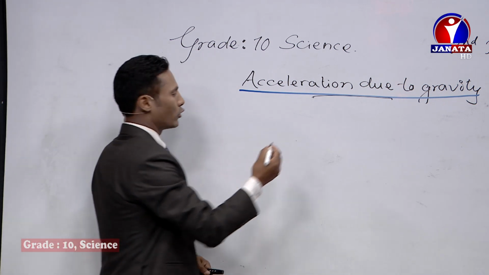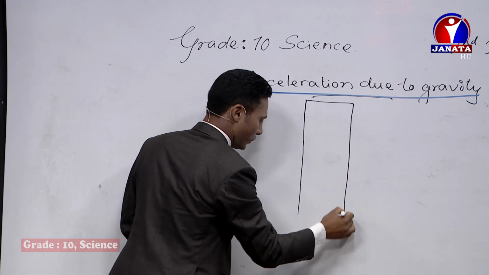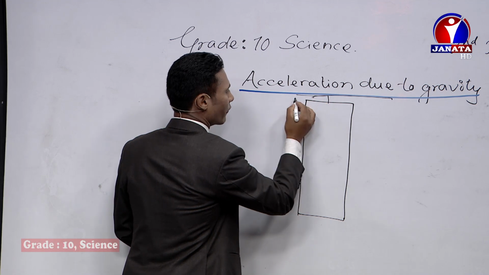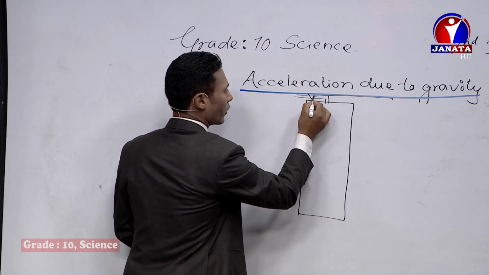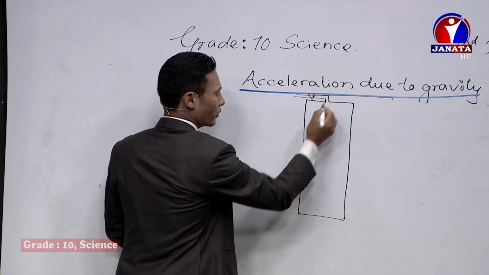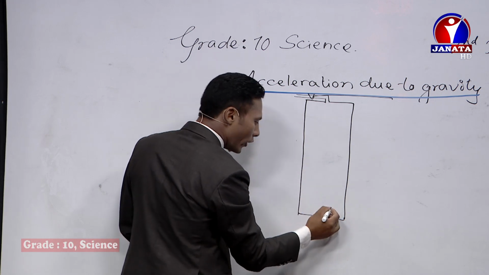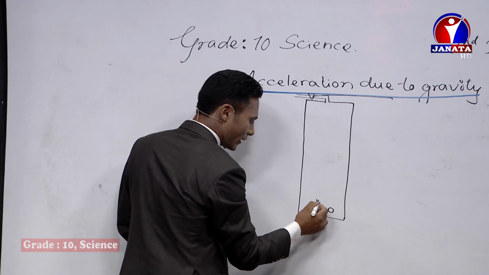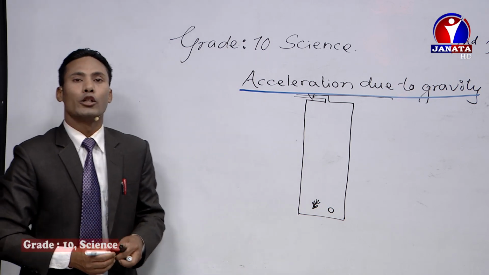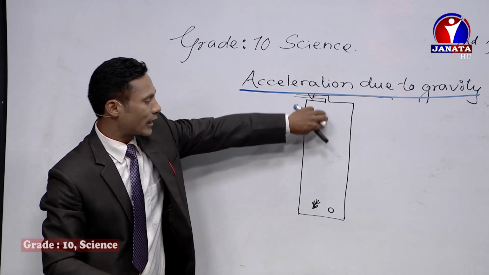So Robert Boyle took a long transparent tube, okay, and there is a port on the tube for the vacuum, for evacuating this tube, right? The other end is sealed. So he kept one coin and a feather inside it. So the coin and the feather are kept inside it. Initially it contained air.